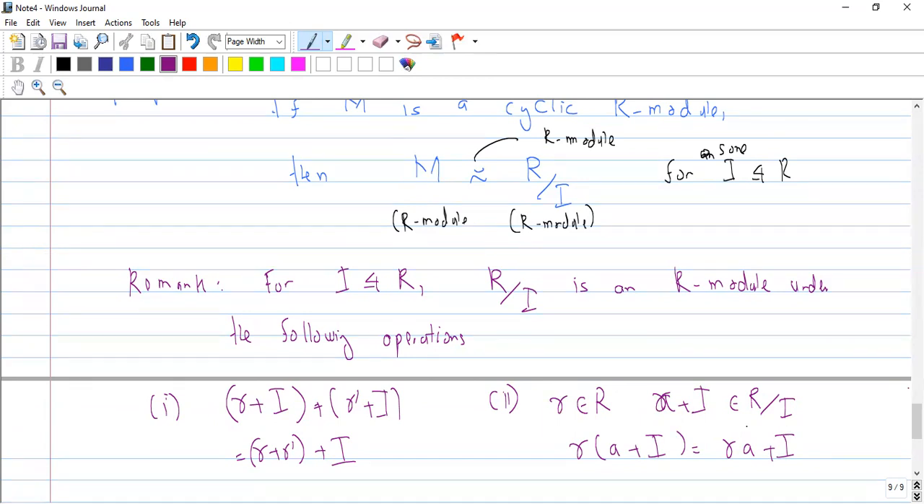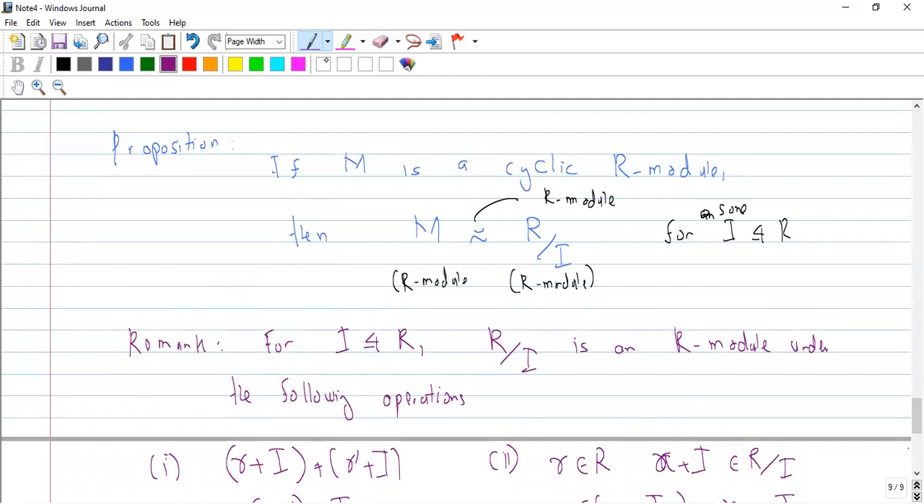So scalar multiplication is defined in a very natural way: we just multiply the coset of R over I, which is a plus I, with r, by multiplying r with the representative of the coset. So under this, you can consider R over I as an R module. So here in this isomorphism, what is my claim? That this R over I is also an R module.